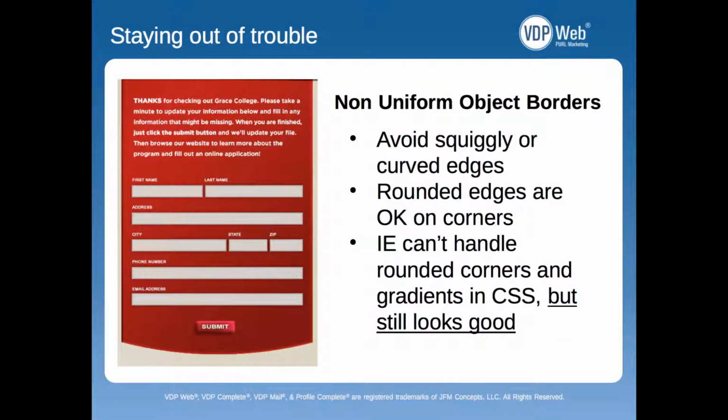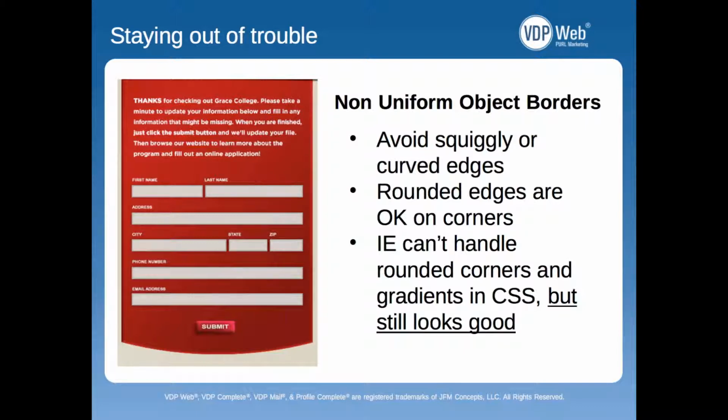So here we're taking a look at the contact form on this page, and the biggest thing here is that there's not uniform object borders. So like we said before, avoid the squiggly lines of the curved edge, and the curved edge on the bottom here is kind of a problem, particularly because it runs into a gradient, and it's not even a solid color that we can kind of put on there as an end cap.